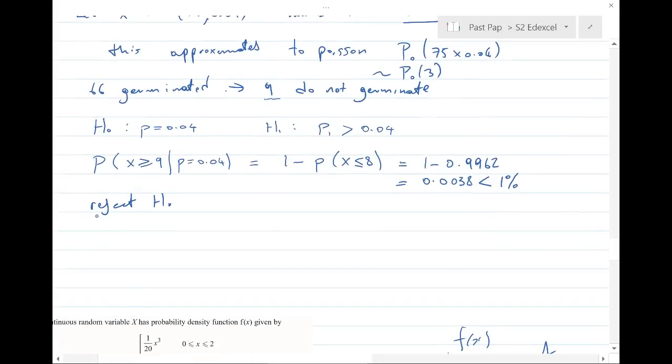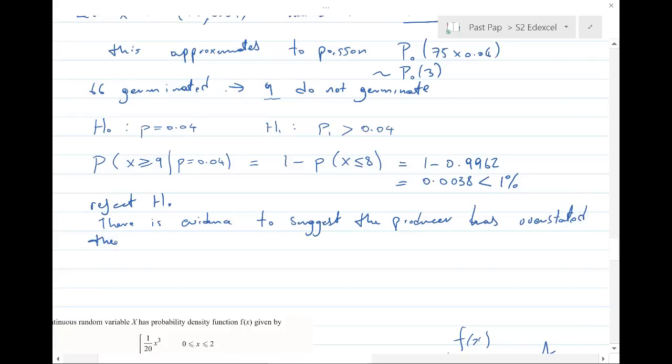Okay, so there is evidence to suggest the producer has exaggerated, or overstated, let's use the word overstated, the percentage of bean seeds that germinate.